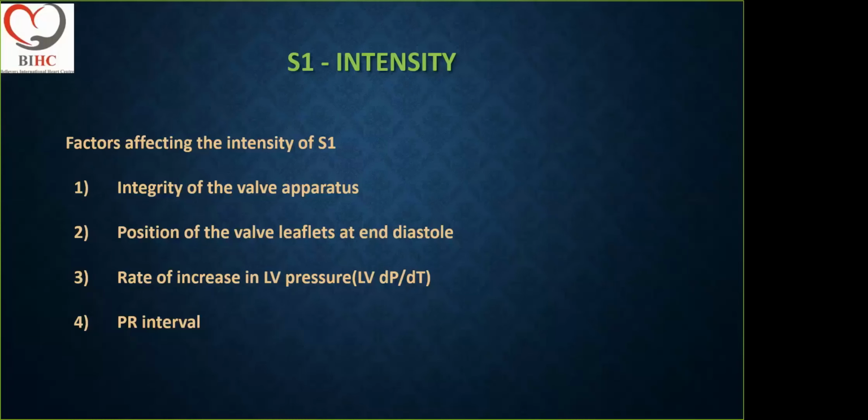The other factor, if everything else is okay, is the rate of rise of LV pressure. We speak of it as LV dP/dt. How fast is the pressure rising in the LV in the first sound, the door closure sound? Thereby, we imply that if the LV dP/dt is brisk, you hear a loud sound. If it is dull, as in viral myocarditis, you hear a dull sound. So these are some of the mechanisms by which the intensity of the first sound is altered.